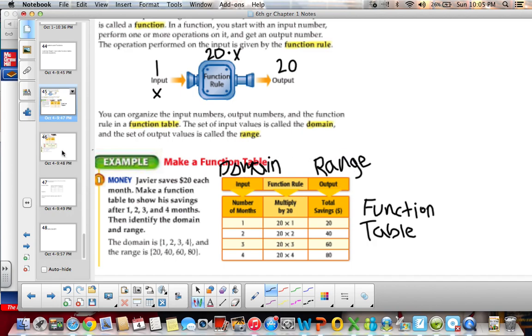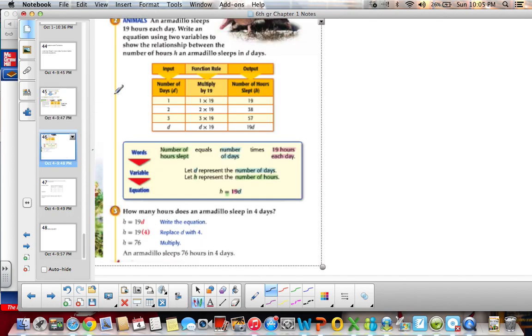Okay, let's look at another function table. An armadillo sleeps 19 hours each day. Write an equation using two variables to show the relationship between the number of hours H an armadillo sleeps in D days. So we have our table again. This right here is our table. If you want to just pay attention and watch, that's fine. If you want to write it down, then I would label this as your function table.